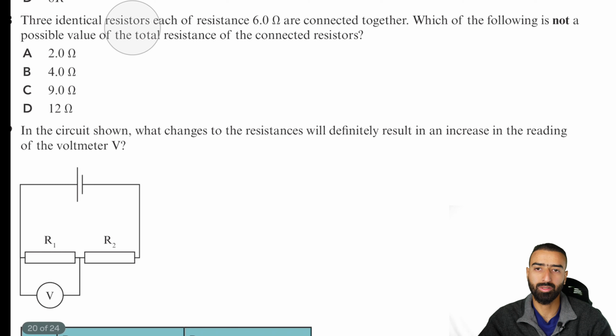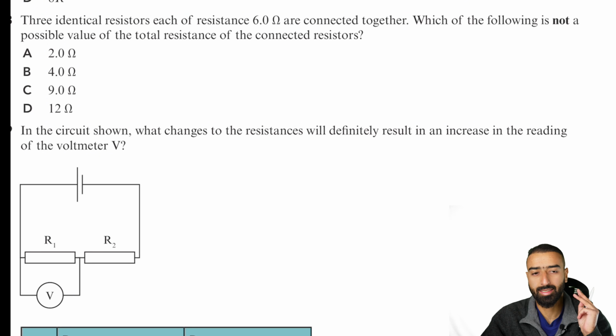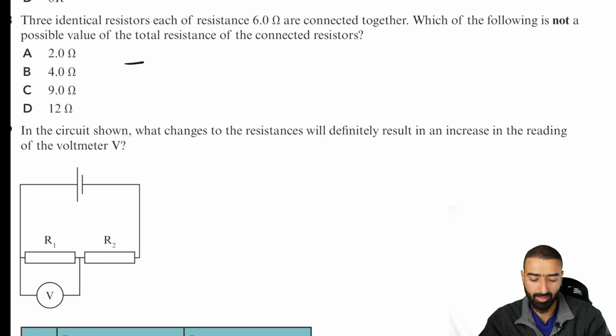3 identical resistors, each of resistance 6 ohm, are connected together. Which of the following is not a possible value of the total resistance of the connected resistors? So we have 3 identical resistors. What if I connect all 3 of them in series? If I do that, the total resistance would be 18 ohms.